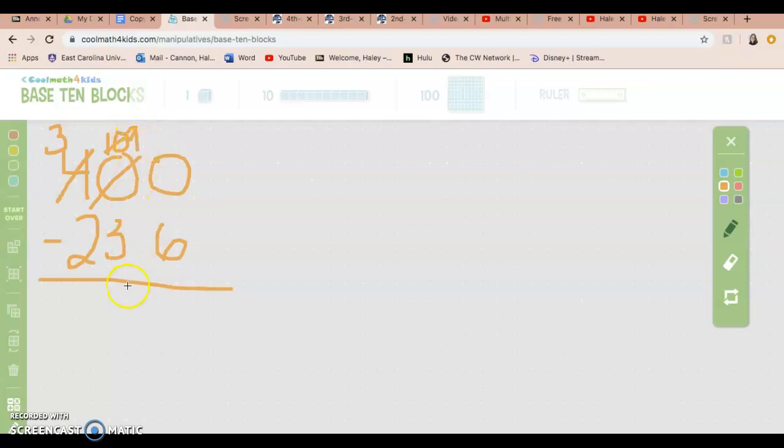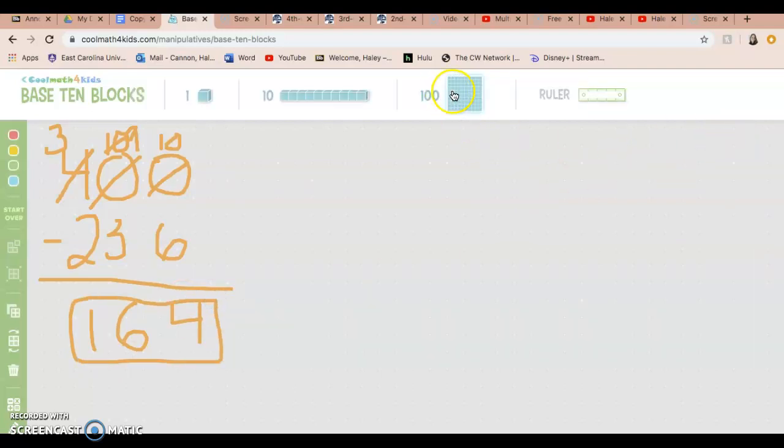This is a 90 now, so it's technically a 90 minus 36 if we were just looking at the ones and tens place. So we can bring a 1 over here. So we're going to make this a 10. So now we have enough numbers and we can subtract. So 10 minus 6 is 4. 9 minus 3 is 6. And 3 minus 2 is 1. So 164 is the answer.